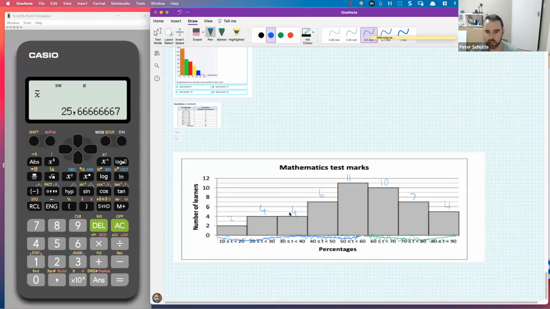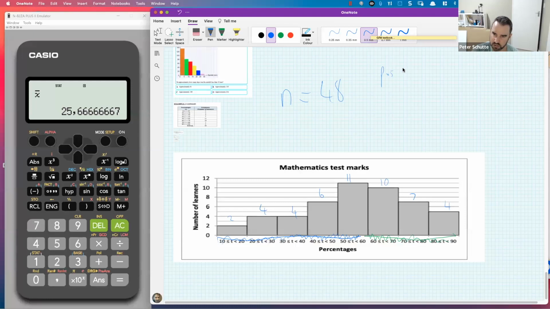So where is the median interval for this data set? Well, the total number of items is 2, 4, so that's 10, 16, 27, 37, 44, 48. Okay. So where is halfway through the data?